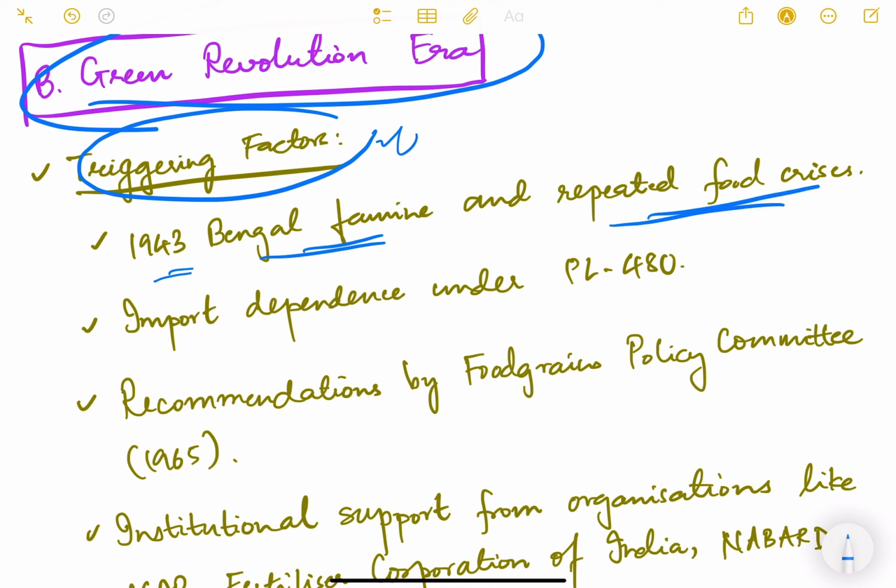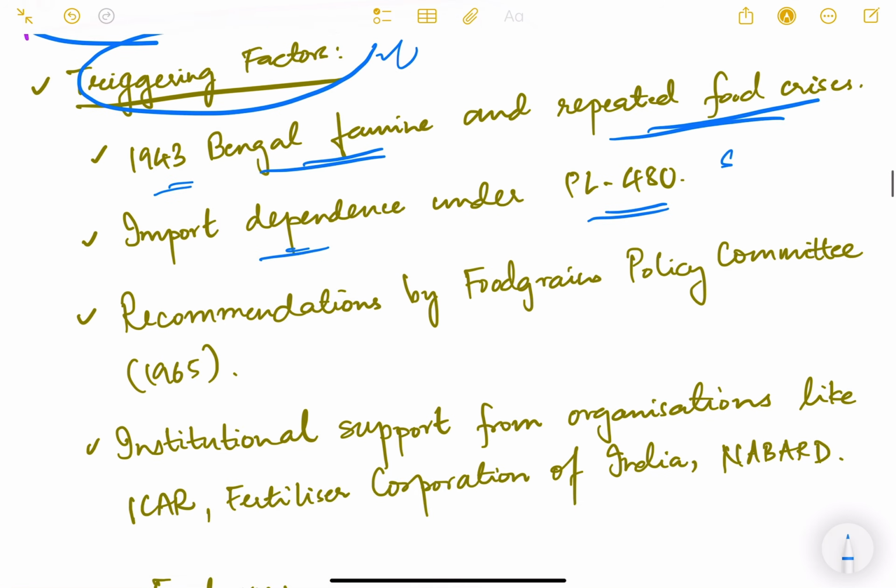There were repeated food crises also after independence during the pre-Green Revolution era. Import dependence under PL 480. So the United States government could arm twist us because they used to give us food supplies. So they could make us listen to their bargain and their commands, because we were dependent on them for our food supplies. So we wanted to become self-sufficient, right? Self-reliant, Atmanirbhar during that time, at least for food.